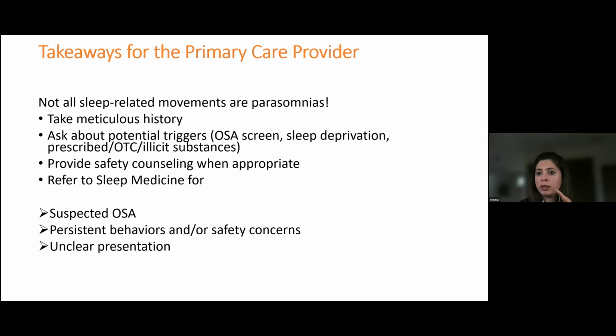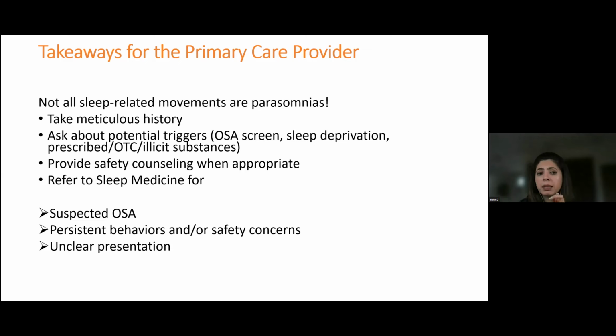Ask about triggers, aggravating factors, relieving factors, sleep schedule, very, very important. And safety counseling is definitely within your role, definitely within your wheelhouse. Do not ignore that. Even if you're not 100% sure what it is, safety will never hurt. So that I really wanted to highlight the importance of that.